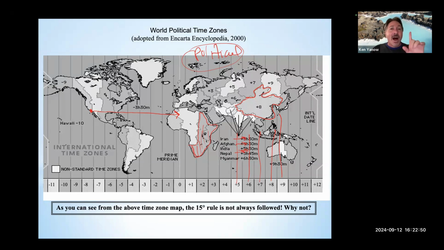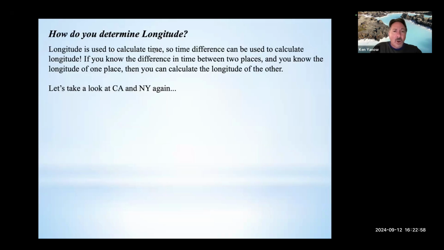All right. I want to do one more thing before we actually take a little break. And that one more thing is trying to solve what's called the longitude problem. So let me give you an example. And we're not going to look at California and New York again. We're going to look at something completely upside down, completely random.